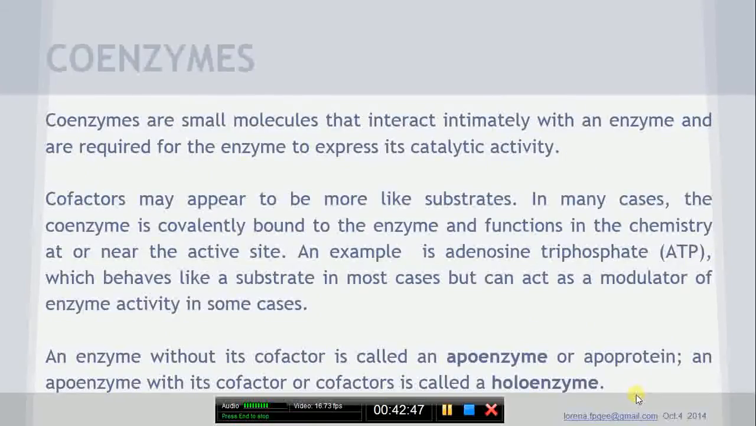Coenzymes. Coenzymes are small molecules that interact intimately with an enzyme and are required for the enzyme to express its catalytic activity. Coenzymes most often are associated with the active site of an enzyme or contribute to the chemistry of the enzyme-catalyzed reaction. In some instances, because the coenzyme binds to and then departs the enzyme after the catalyzed reaction, cofactors may appear to be more like substrates. In many cases, the coenzyme is covalently bound to the enzyme and functions in the chemistry at or near the active site. In a few cases, the actual role of the coenzyme seems to be intermediary between these two examples. An example here is adenosine triphosphate, ATP, which behaves like a substrate in most cases but can act as a modulator of enzyme activity in some cases.